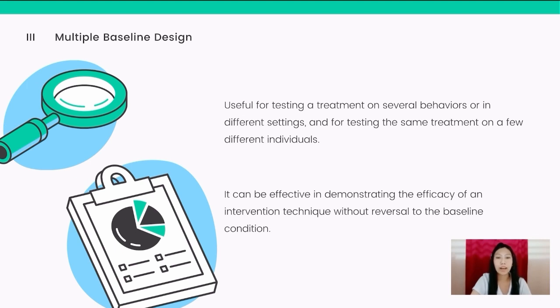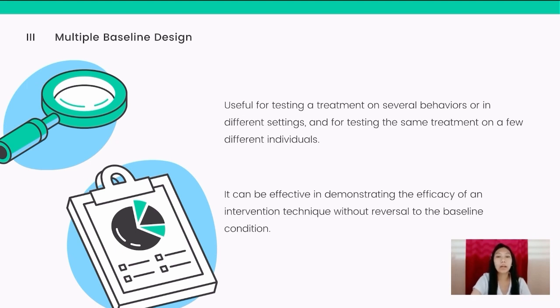The idea is that if the dependent variable changes when the treatment is introduced for one participant, it might be a coincidence. But if the dependent variable changes when the treatment is introduced for multiple participants, especially when the treatment is introduced at different times for the different participants, then it is unlikely to be a coincidence.